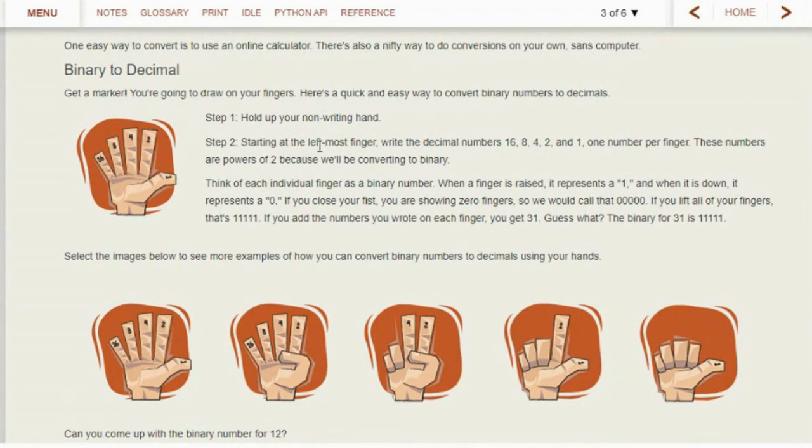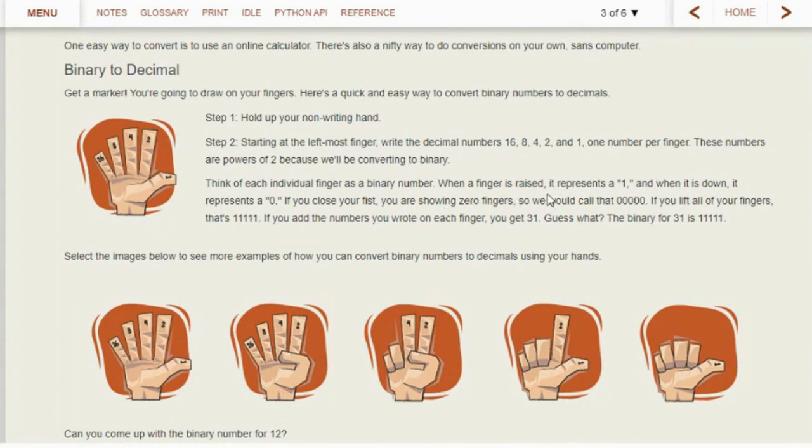And starting at the leftmost finger, which if you're right-handed, that'd be your thumb, I guess. If I'm left-handed, it'd be my pinky. Write the decimal numbers 16, 8, 4, 2, and 1. One number per finger. So the number on the right would be 1. The number on the far left would be 16. These are all powers of 2 because we're converting to binary. This is the 1's place, then the 2's place, the 4's place, the 8's place, the 16's place. Because it's not based on 10s, it's based on the powers of 2.